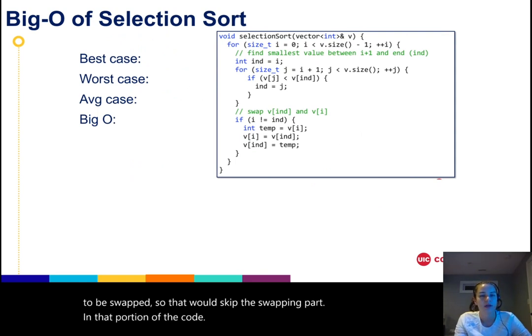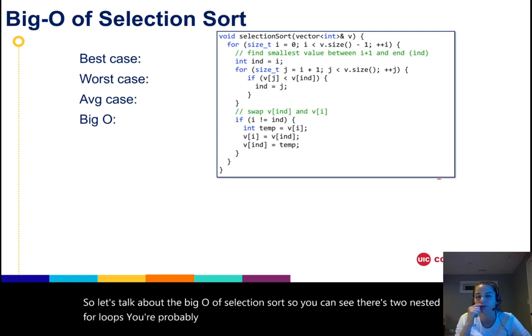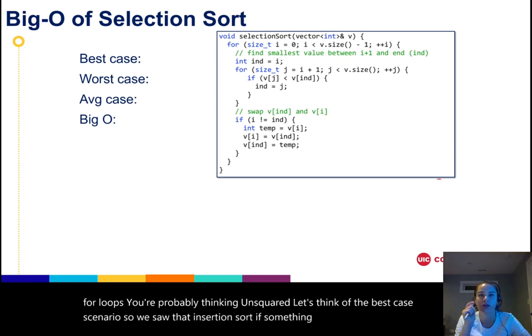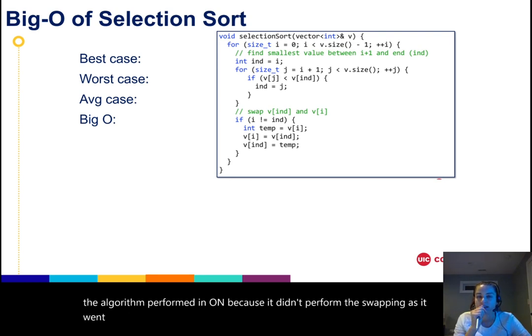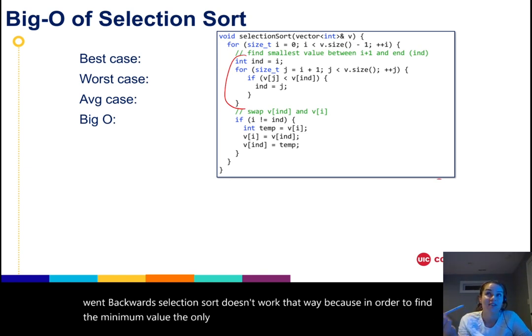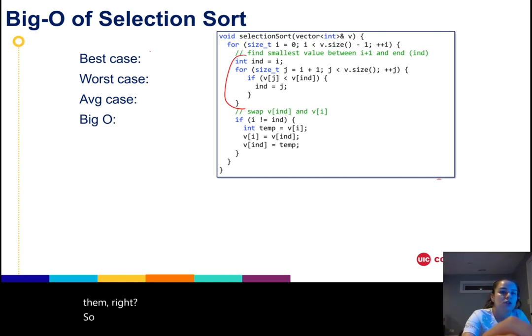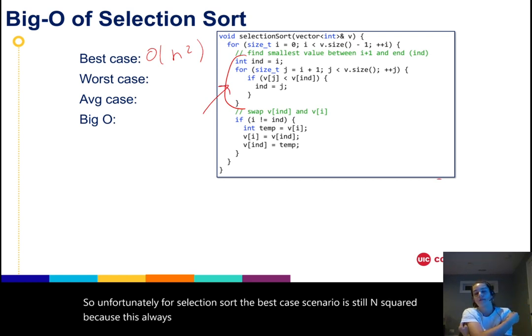So let's talk about the big O of selection sort. You can see there are 2 nested for loops, so you're probably thinking n squared. Well, let's think of the best case scenario. We saw that in insertion sort, if something was already sorted, the algorithm performed in O(n) because it didn't perform the swapping as it went backwards. Selection sort doesn't work that way, because the only way you know you have a minimum is if you check all of them, right? So unfortunately for selection sort, the best case scenario is still n squared because this always has to happen.